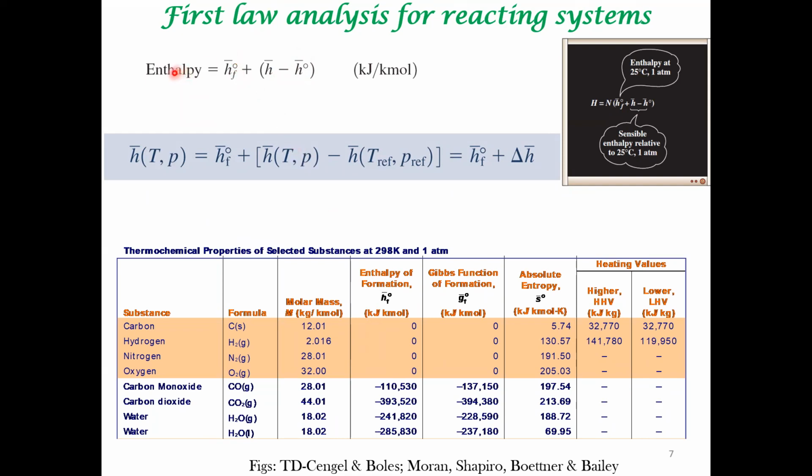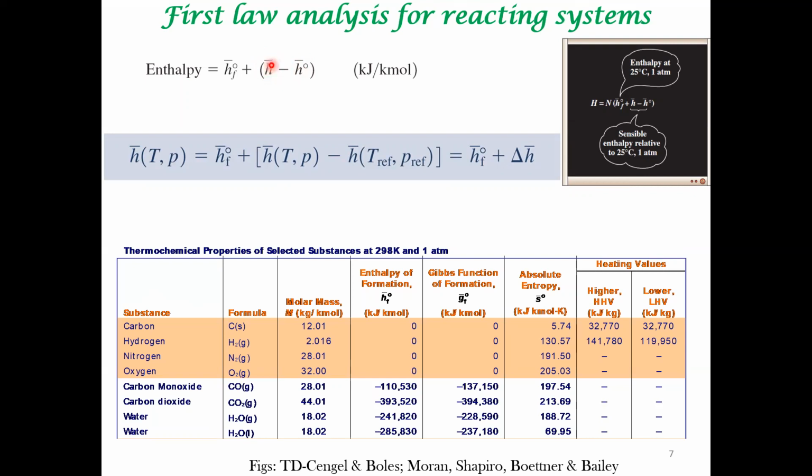So the enthalpy at an arbitrary temperature and pressure is obtained by the enthalpy of formation. F refers to formation of that particular compound in its standard state. This naught refers to standard state, plus there is another enthalpy involved, which is also in standard state, but this is at 1 atmospheric pressure and 25 degrees centigrade.